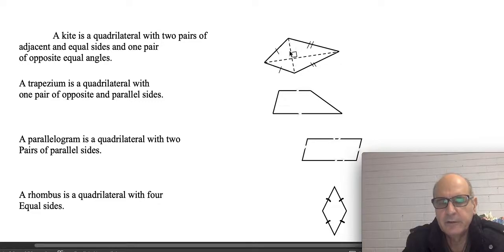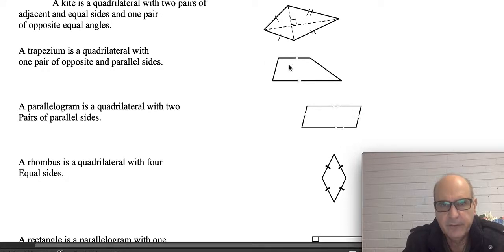The other thing is the diagonals intersect at right angles. And where the diagonals meet, one of the diagonals is cut in half. This one is cut in half, but not this larger diagonal.